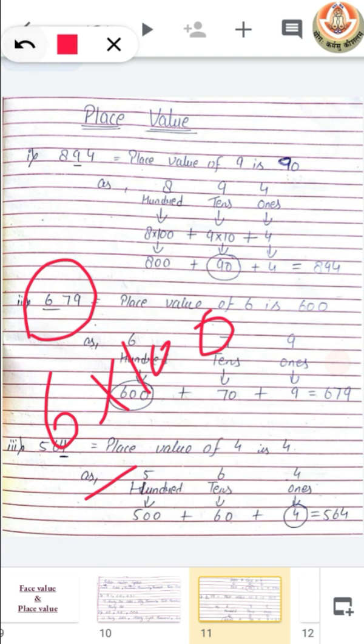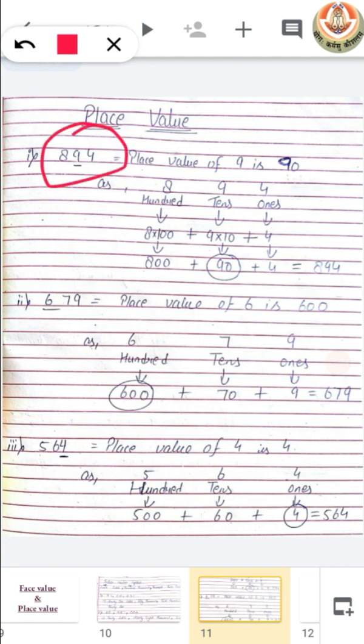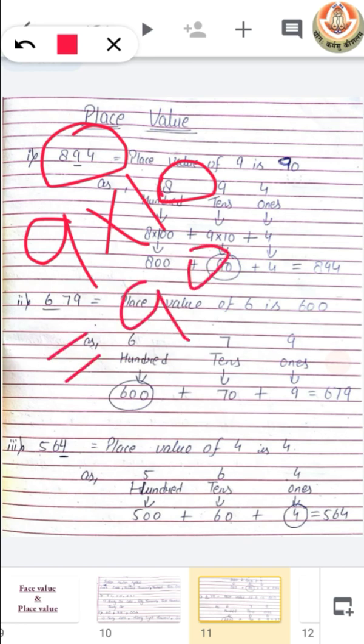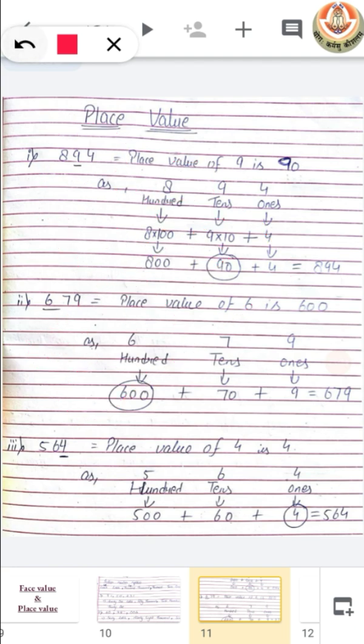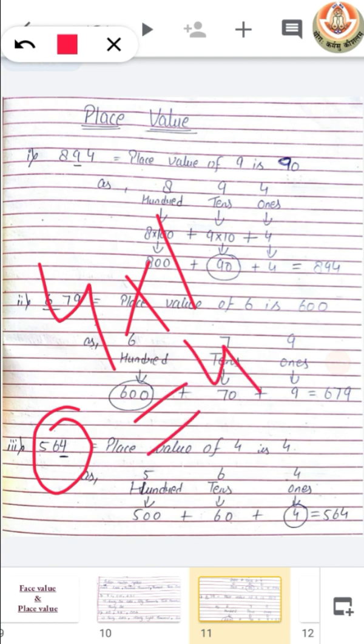Similarly, if 9 comes in the place of tens, we have to multiply 9 with 10 and we get the place value of 9, which is 90. When a number comes in the place of ones, for example 4 comes in the place of ones, we will multiply 4 with 1 and we get the place value of 4, which is 4.